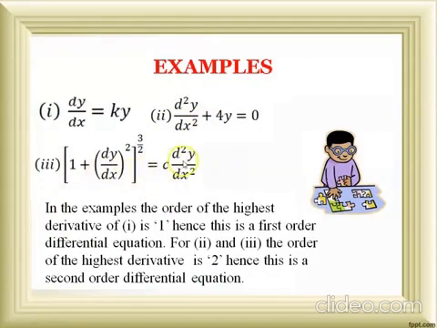Here two derivative terms are present, so you must choose the highest order derivative. d square y by dx square is the highest order, which decides the order of this particular equation. Therefore this particular equation is a second order differential equation.